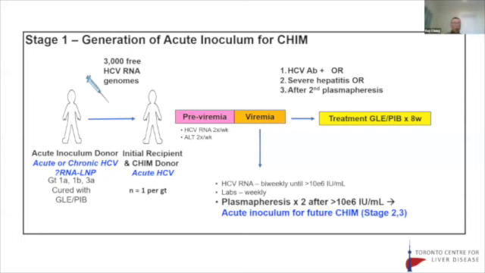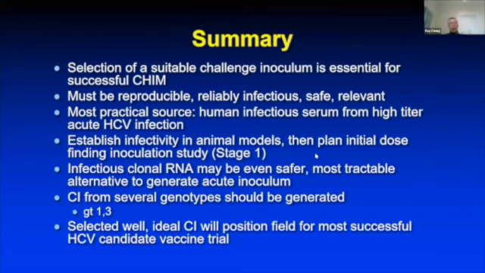So with that, I'll just conclude by saying that selection of a suitable challenge inoculum is absolutely cardinal for successful CHIM. It must be reproducible, reliably infectious, safe, and relevant. It would appear that human infectious serum from a high titer acute HCV infection may be the most attractive source.